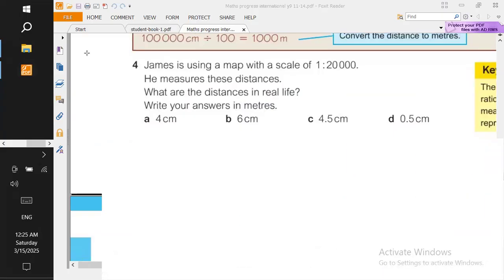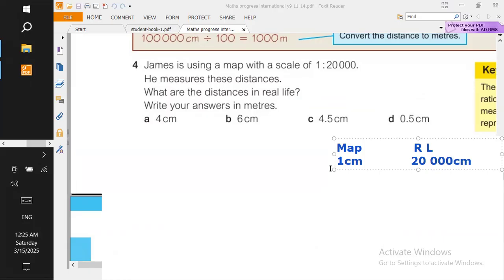We're going to work out one of them and then the others are the same, okay? So first, James is using a map with a scale of 1 to 20,000. The scale that we have, as we said, we write it like this: map, real life. Now, the map is 1 centimeter. As I said, if there are no units, it means they are in centimeters. So the map is in centimeters here, and the real life is 20,000 centimeters, like this.